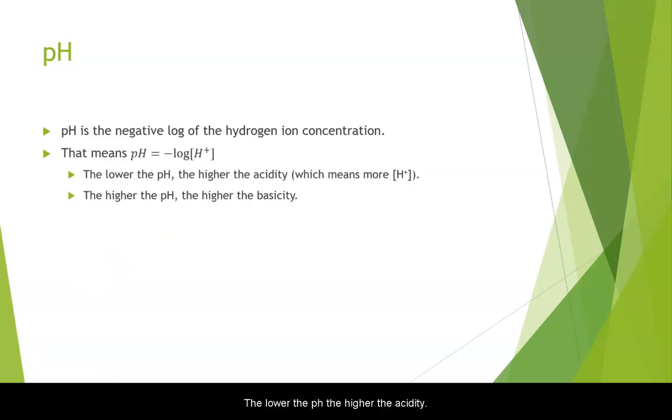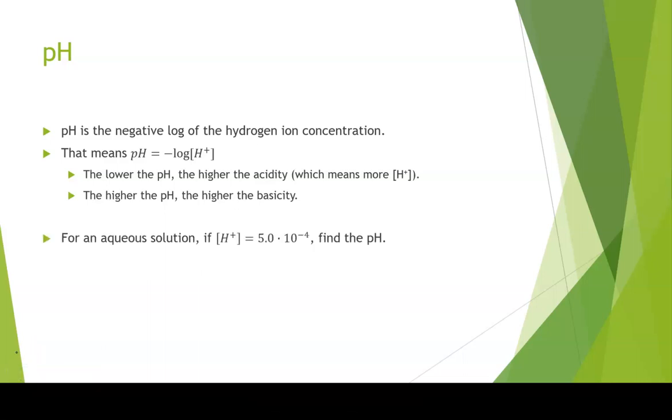The lower the pH, the higher the acidity. That means the concentration of hydrogen ions is greater. The higher the pH number, the higher the basicity, or the baseness of the solution.